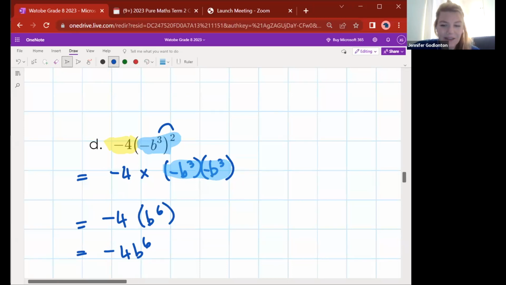Nice work. Yes, it's going to be 6, not 9, because we're not saying 3 squared. We're saying 3 times 2.